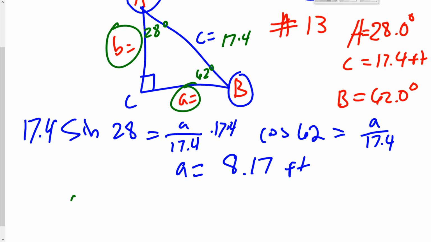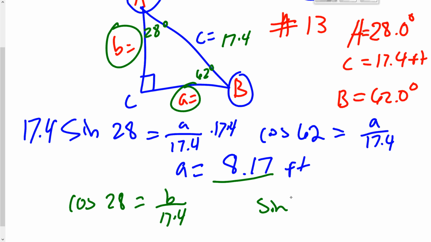We can do cosine of A, because side B is now adjacent over the hypotenuse. I don't want to do tangent, which would be tangent of 28 is equal to A over B, because I rounded this 8.17. Or I can do sine of angle B, because I didn't round B, so I can actually use that.